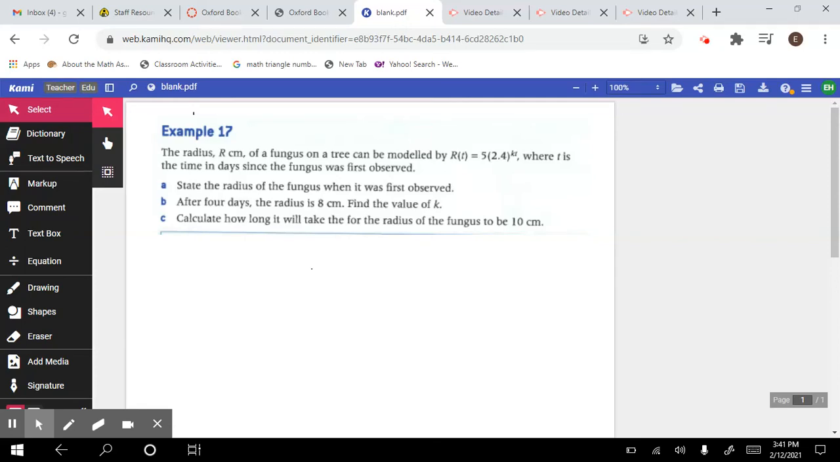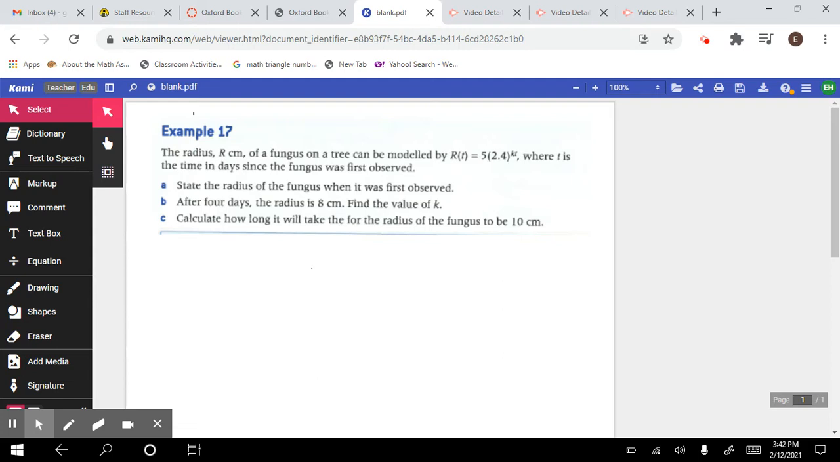So this is example 17 from 9.2, and this is an exponential word problem. We've done some of these in 9.1. However, we used our graphing calculator to find when we had an exponent in the power. So this time instead, we are going to use logarithms to solve it now that we know how.